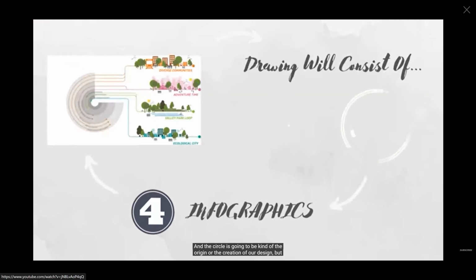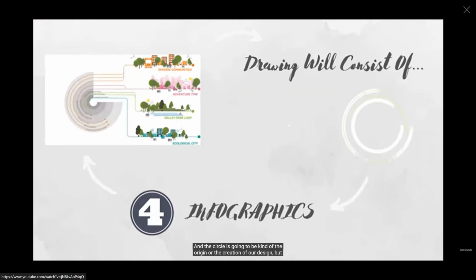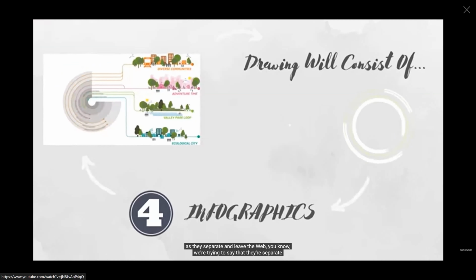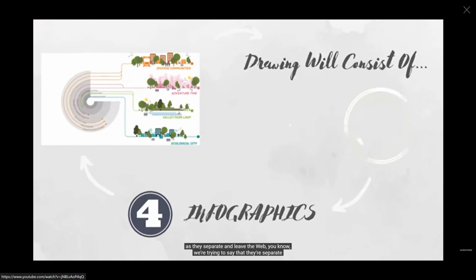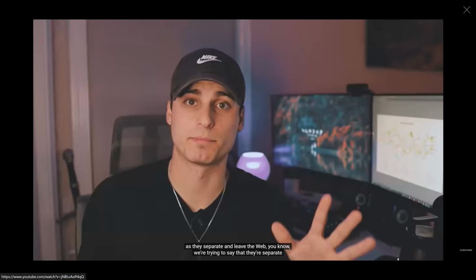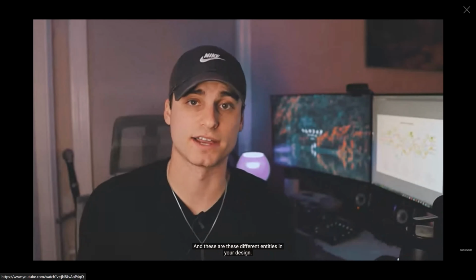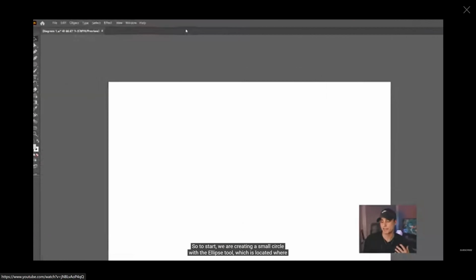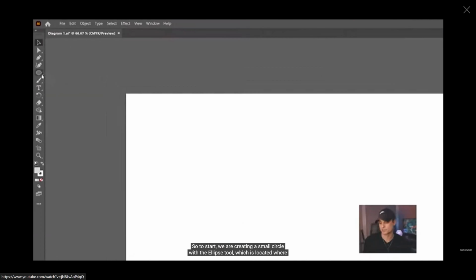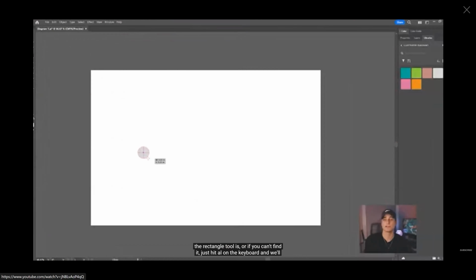And the circle is going to be kind of the origin or the creation of our design, but as they separate and leave the web, we're trying to say that they're separate in their own way, and these are different entities in your design. So to start, we are creating a small circle with the ellipse tool, which is located where the rectangle tool is, or if you can't find it, just hit L on the keyboard and it will bring that up. To make sure that it's a perfect circle, just be holding Shift as you are creating your extents.